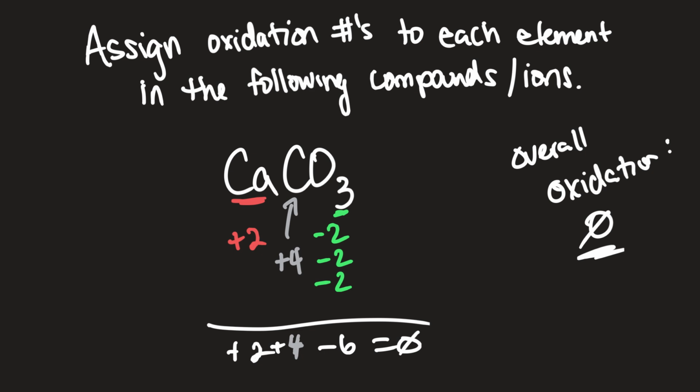So calcium has an oxidation of +2, carbon has an oxidation of +4, while oxygen has an oxidation of -2, but there are 3 of them. When we talk about oxidation, we always look at the oxidation of a single atom, even though there may be multiples. So we don't say oxygen has an oxidation of -6. No, it has an oxidation of -2. There are just 3 of them. Okay, let's do one more example.